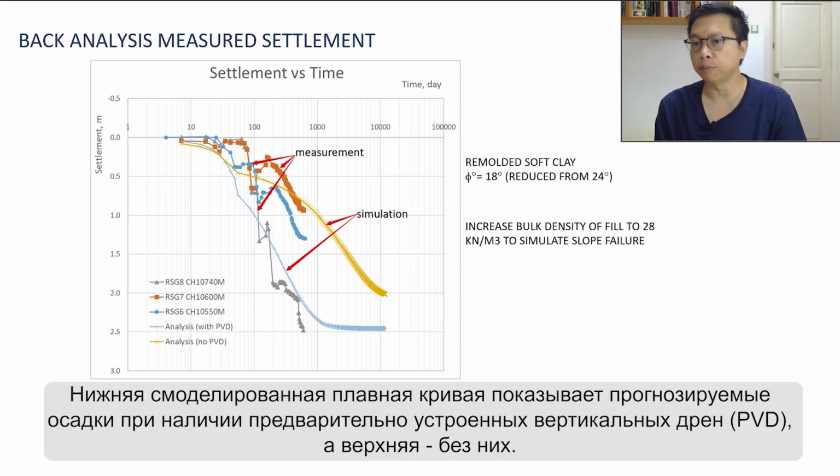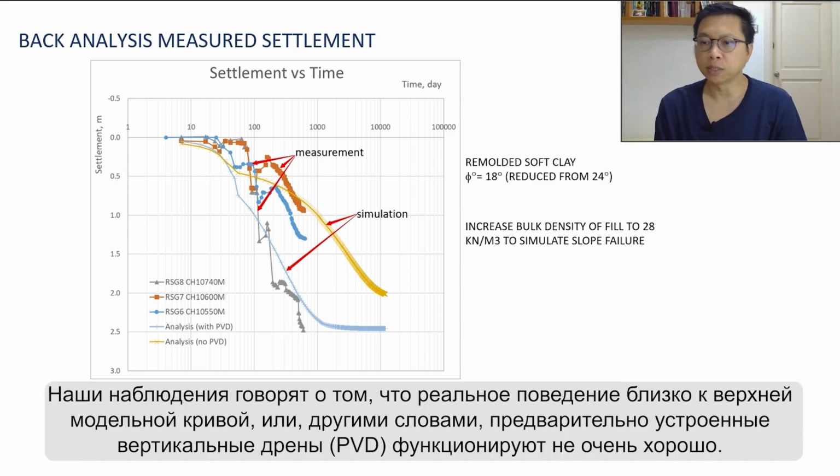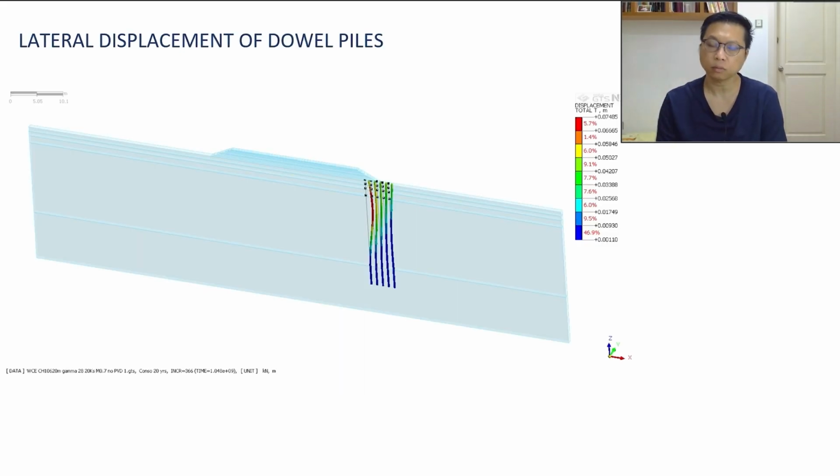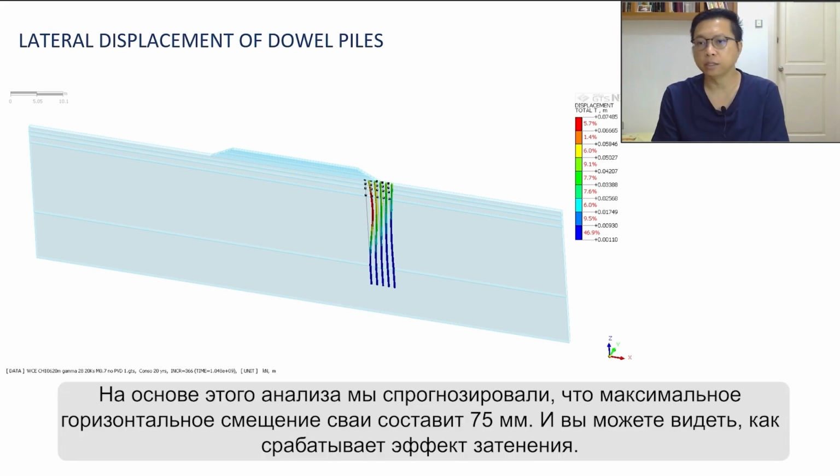Then we are able to simulate the ground settlement rate. The upper bound curve represents the predicted settlement without PVD, and the lower bound curve represents the predicted settlement with PVD. Our observations tell us that the real behavior is close to the upper bound curve, or in other words, the PVD did not function very well. From this analysis, we predicted the maximum deflection to be 75 mm, and you can see the shading effects kick in.